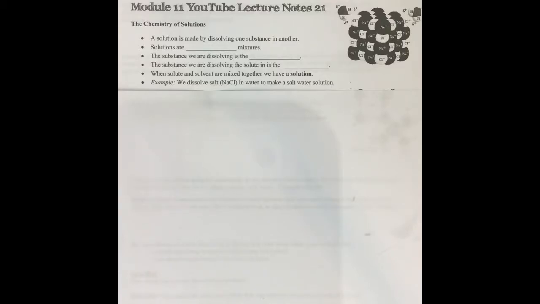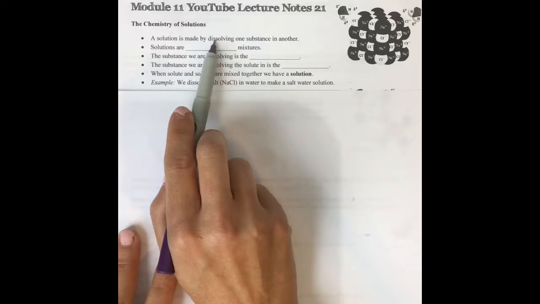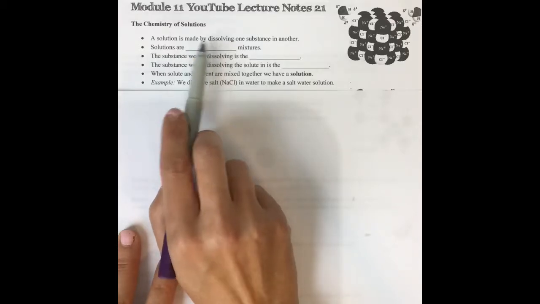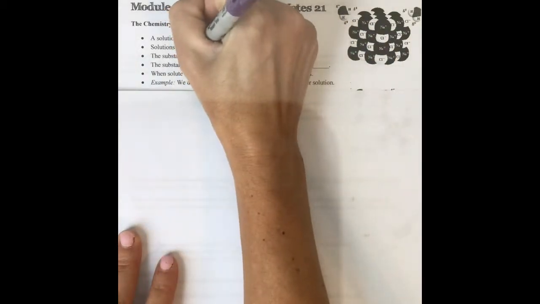Today we're going to be talking about solutions, and you've probably heard people use the term solution in a general sense, maybe in cooking or with cleaning solutions. So I think you have a background of what they are, but let's first do some vocabulary with solutions. A solution is always made by dissolving one substance in another, and solutions are called homogeneous mixtures.